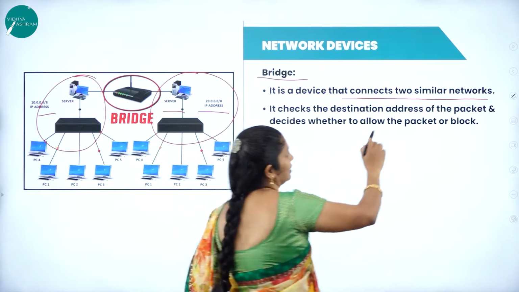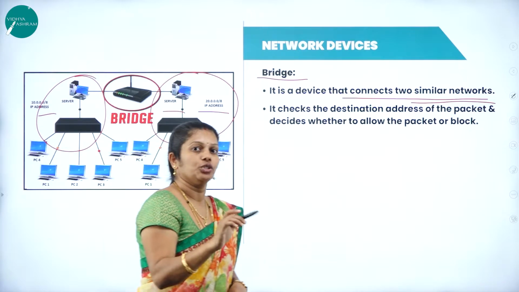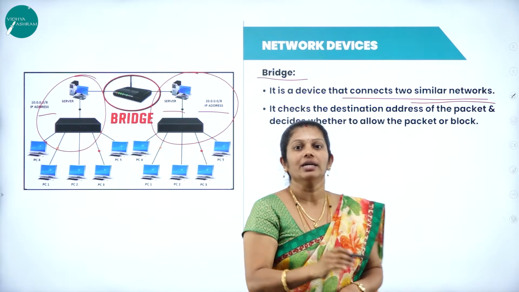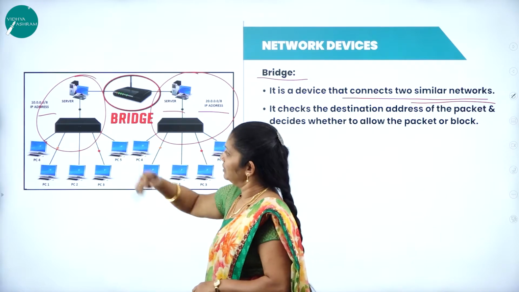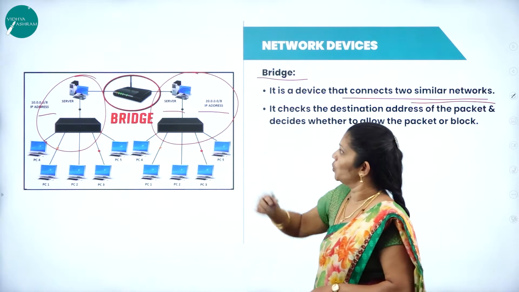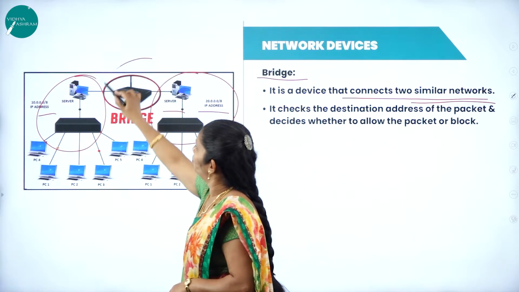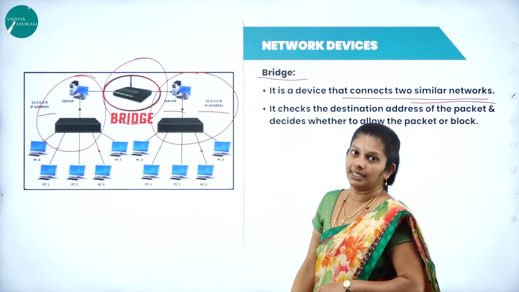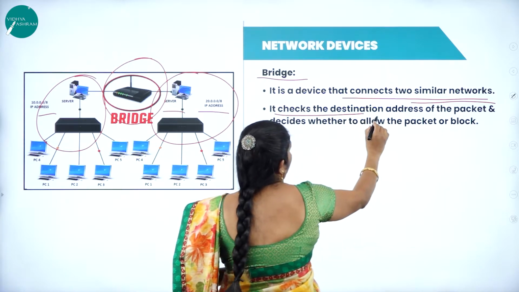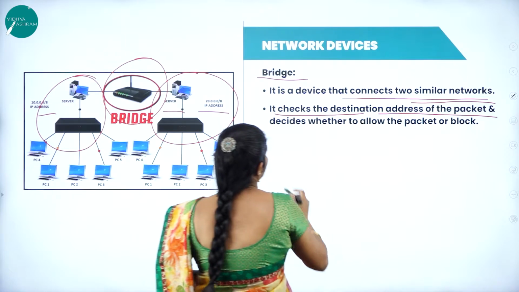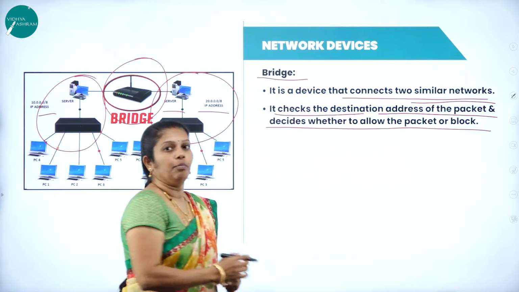This helps to connect similar networks on both sides. We must have similar types of network, then we use a bridge to connect them. Here is one star topology, and here is also one star topology, both in the same format. Then with the help of a bridge, we can connect them. And it checks the destination address of the packets and decides whether to allow the packets or block them.